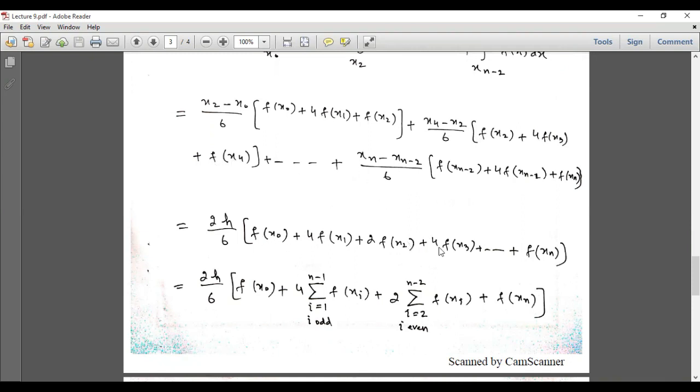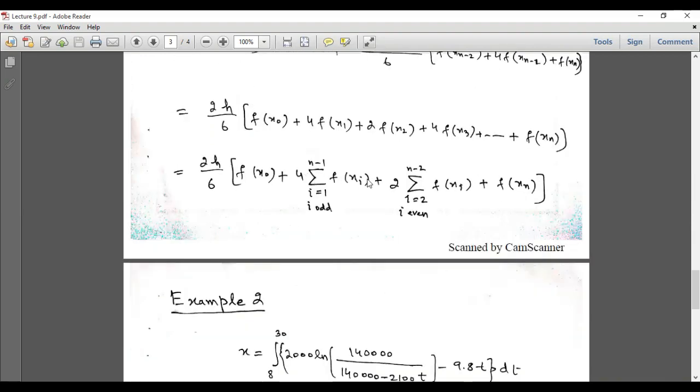So such summation will be obtained. So f of x naught plus 4f of x1 plus 2f of x2 plus so on up to f of xn. So it means for the first term, we will have a multiplier of 1. For the last term, we will have a multiplier of 1. And for the intermediate terms, we will have a multiplier of 4 if our I is odd, and we will have a multiplier of 2 if our I is even. So that is the final expression for multiple segment Simpson's 1 by 3 rule.